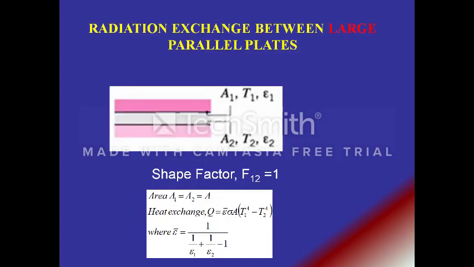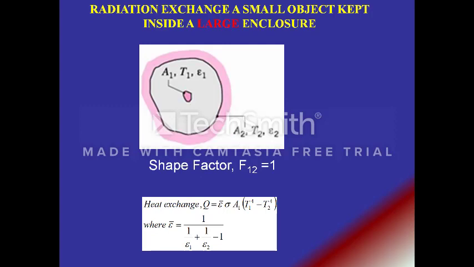In the previous case, both areas are the same, we are simply taking area A. Here we have to take the area of the small object, A1.